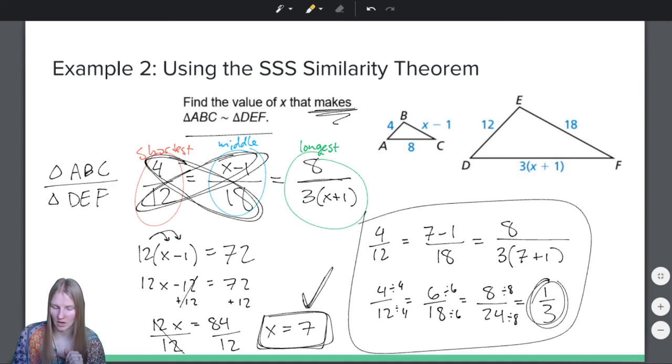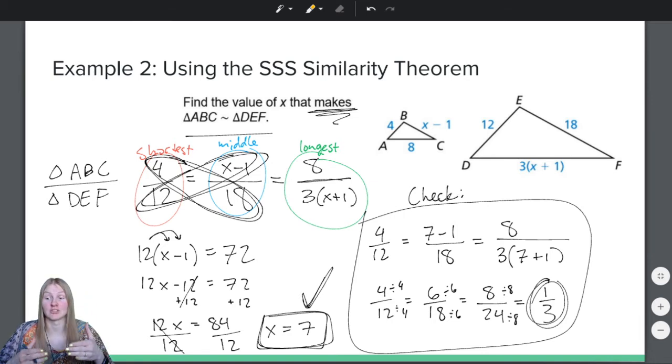So this was us checking our answer. We checked our answer by making sure that, yes, actually all of the ratios are equal to each other.